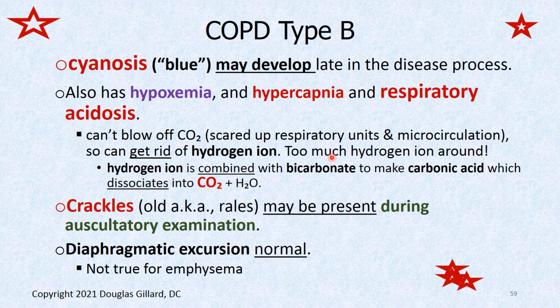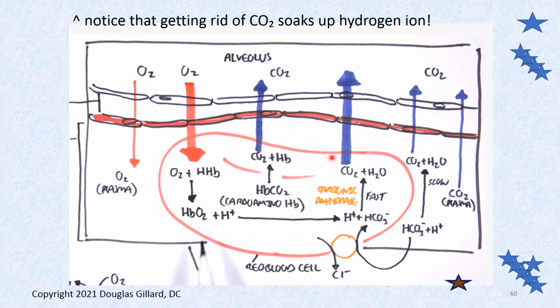And so you're going to develop respiratory acidosis from this as the CO2 builds up. Examination findings: because of the edema, pulmonary hypertension is going to cause blood fluid to start leaking into the alveoli, and you're going to hear crackles. Diaphragmatic excursion is typically normal. Diaphragmatic excursion is decreased in patients with emphysema.